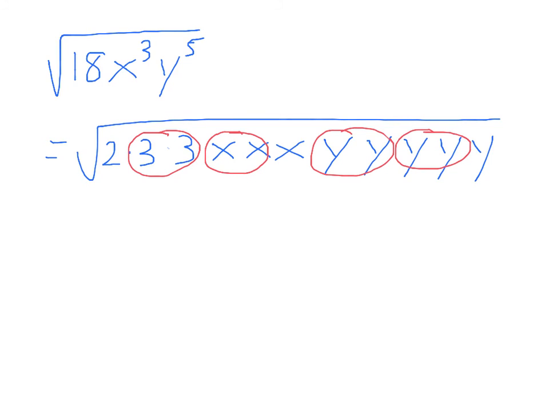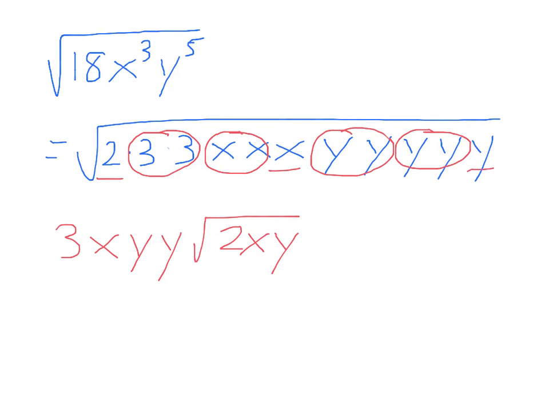So when I pull those out, I have a 3, an x, a y, and a y, root 2xy, because that's what's left inside there. Simplifying a little bit more, what I get is 3xy squared root 2xy.